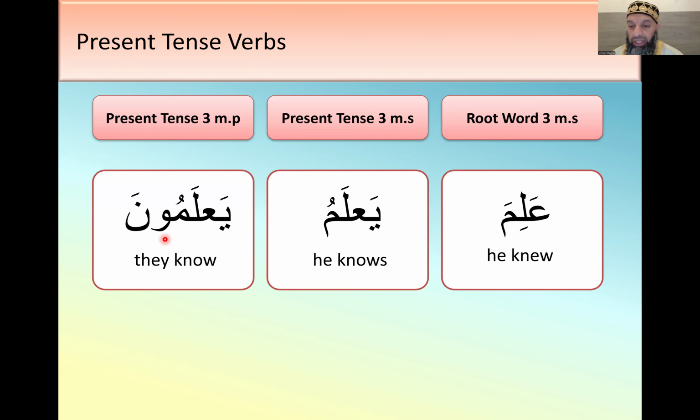Okay? Again, this is just examples. You don't have to learn anything yet. You don't have to commit anything to memory yet. We will do that table, inshallah. So somebody's asking, what does the MS mean? So it doesn't mean Marks and Spencer's, right? It means root word, third person, masculine, singular. Present tense, third person, masculine, singular. And present tense, third person, masculine, plural. That makes sense? See who asked that question. Yes. Okay, good.